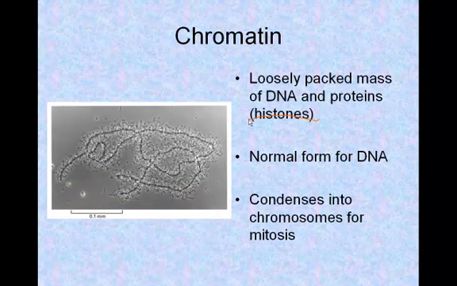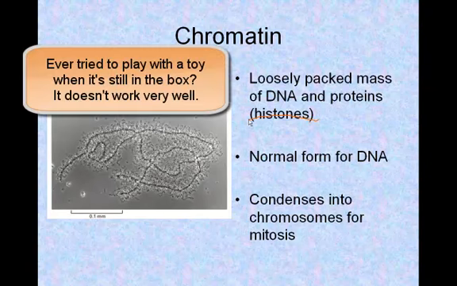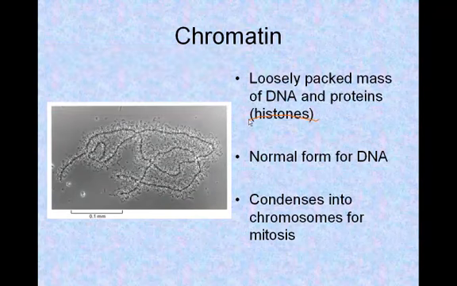So the reason that it has to be unwound most of the time is that in order to copy the genes for the cell to do what it needs to do, it has to be unwound. It'd be like trying to play with a toy that you get for Christmas before you take it out of the box. You can't do that. You need to take it out of the box, and that's what unwinding it into chromatin is like.